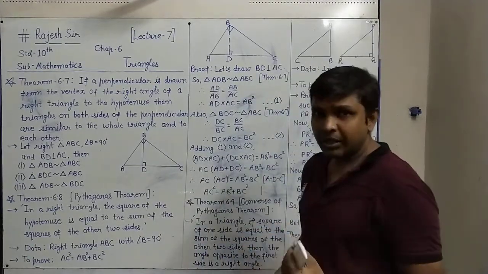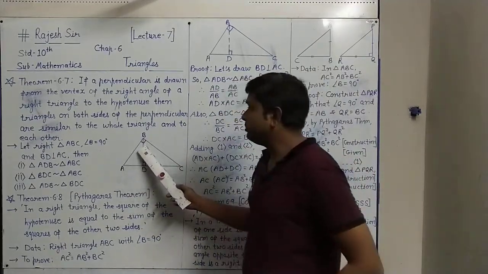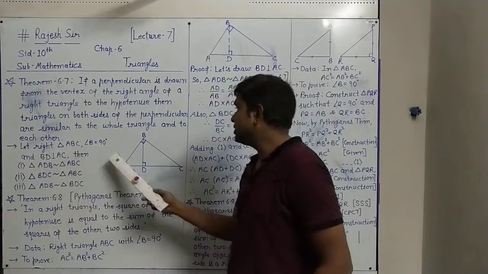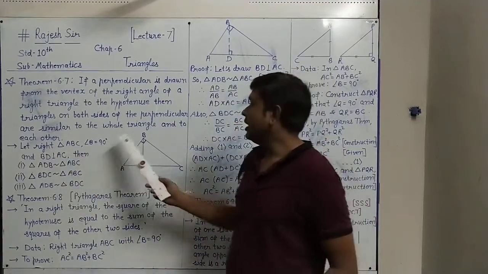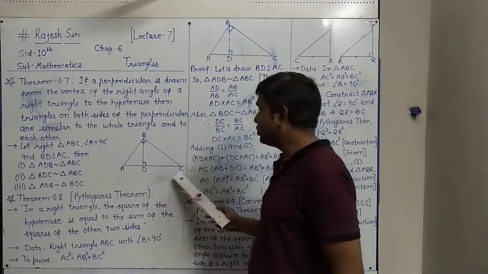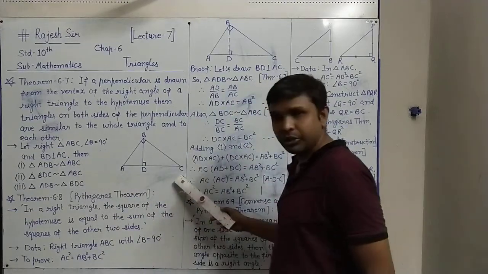To understand, once again we see the figure. The right triangle ABC is given with angle B 90 degrees. From this vertex of the right angle, we have drawn the perpendicular on the hypotenuse AC. So BD is perpendicular on AC, where AC is the hypotenuse.